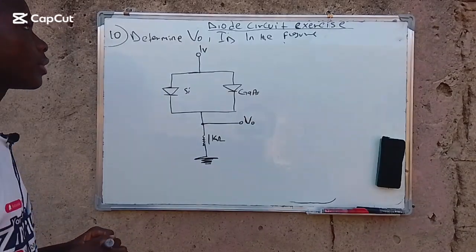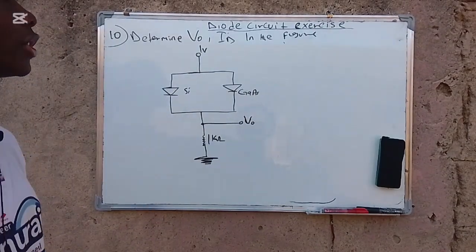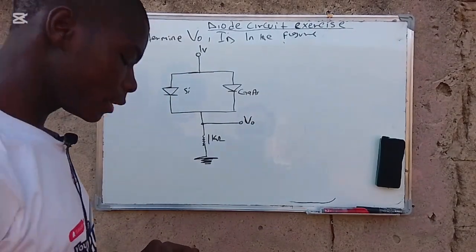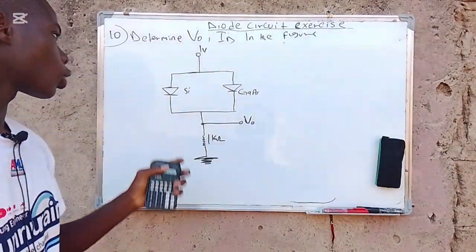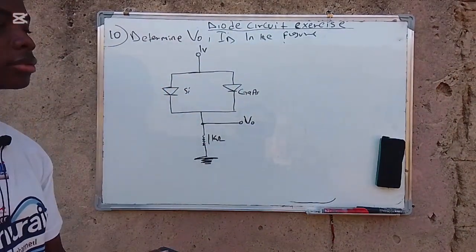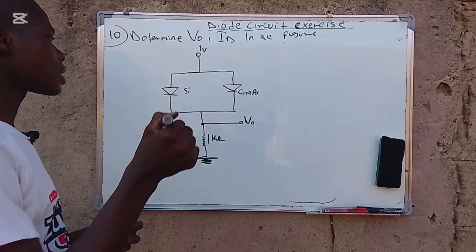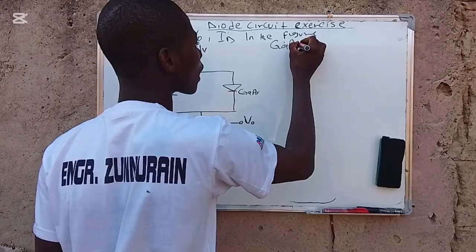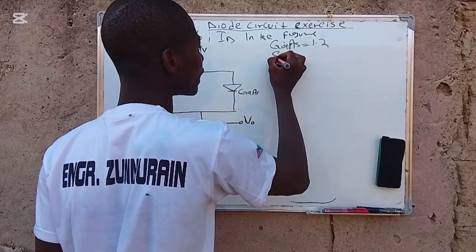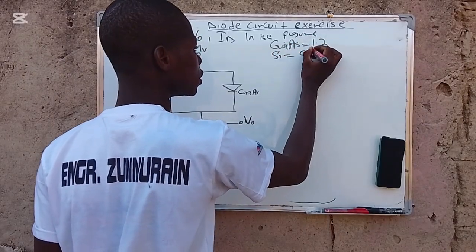Hello, good day viewers. In this tutorial we are going to determine the V0 and ID. Again, it is the same as the 8th question that we did. We have gallium arsenide and silicon. As we can see, the gallium arsenide is 1.2 and the silicon diode is 0.7.